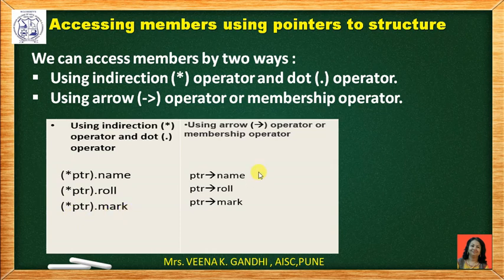Now second is using the arrow operator. This is the most used in C programming. So ptr arrow name, ptr arrow roll, and ptr arrow marks.